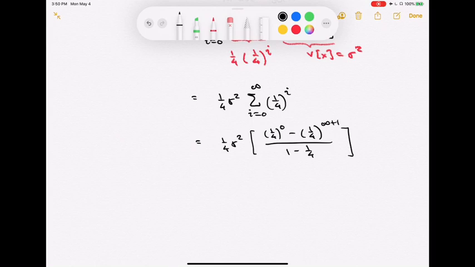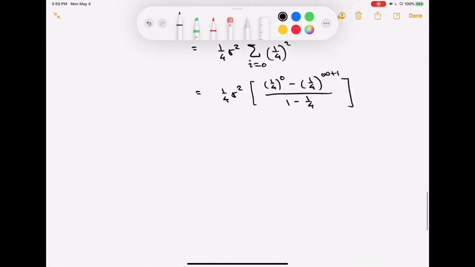So 1/4 to the 0 is 1, 1/4 to the infinity is 0. So I'm going to get 1 over 1 minus a fourth. 1 minus a fourth is 3/4, so I'm going to get 1 over 3/4. That's going to be 4/3. So I get a 1/4 sigma squared, 1 over 3/4, which is 1/4 sigma squared times 4/3.